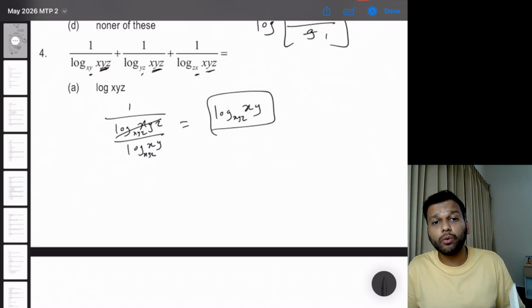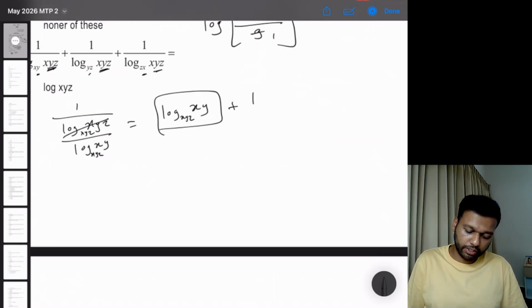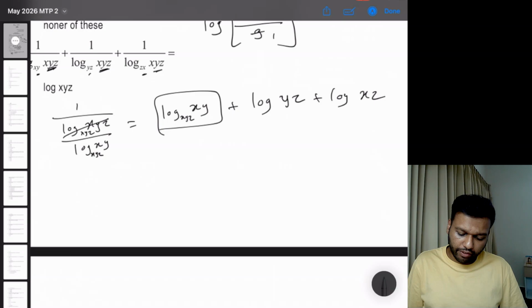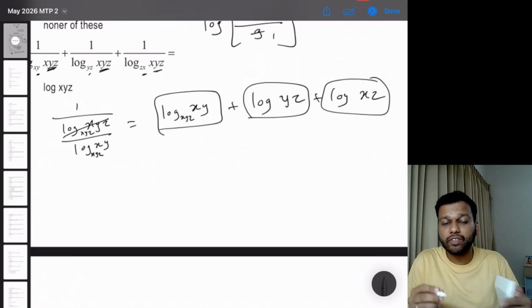So similarly, we can now add all the terms. So this will be just log of y into z to base xyz plus log of x into z to the base xyz. So if we are adding 3 logs, that means we can just multiply the terms.